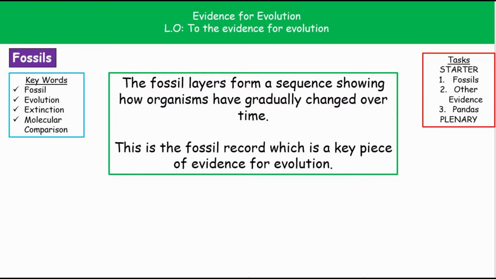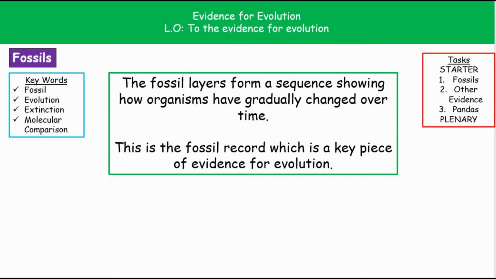The reason that we can use fossils then as evidence for evolution is because as the fossils form at different stages over time, then we build up these different layers of fossils. And it's kind of like a massive timeline of planet Earth, because they form this sequence that shows us how these different organisms have gradually changed over all of these many years.